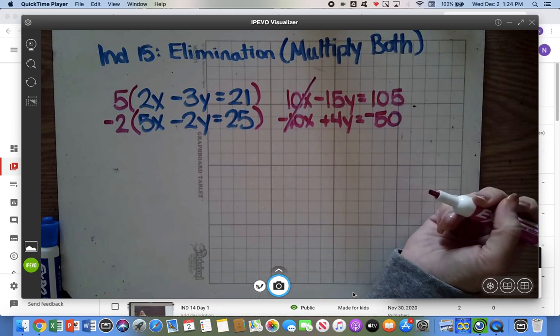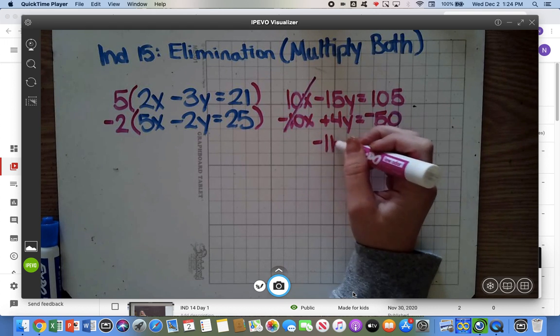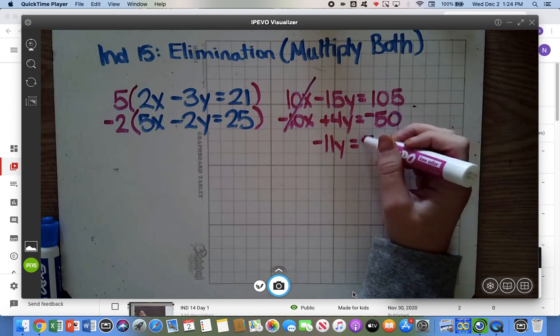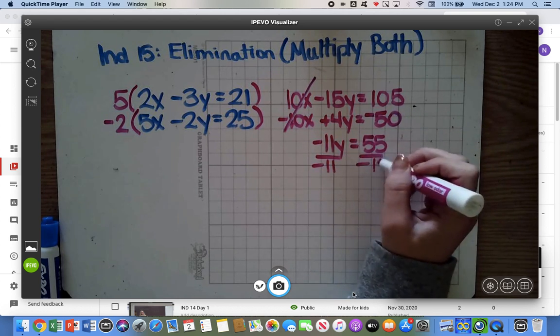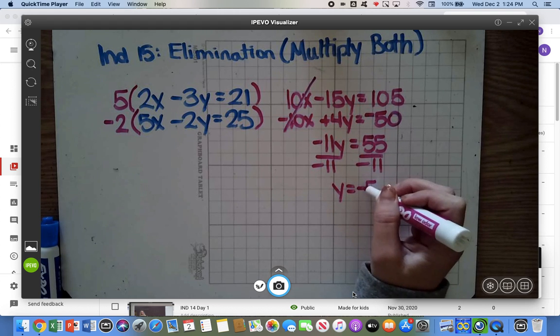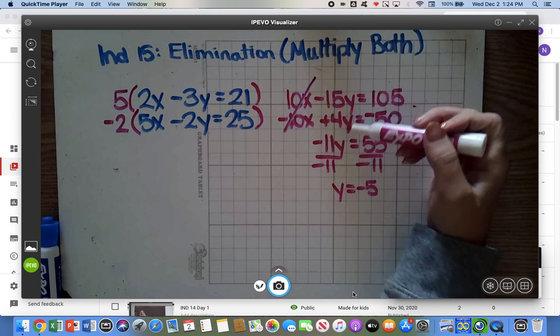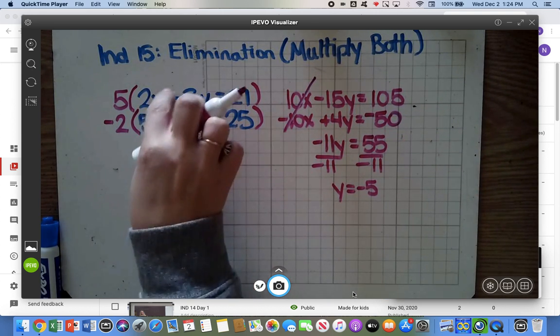That's the goal. Negative 15y plus 4y is a negative 11y. 105 minus 50 is 55. So I divide by negative 11, and I get y is negative 5. Hey, did I keep my variables the same this time? Y is all the way through. Okay, that's good.